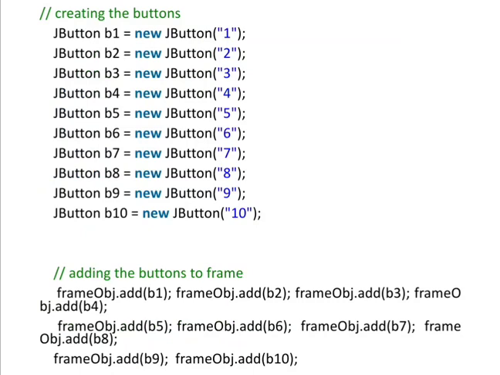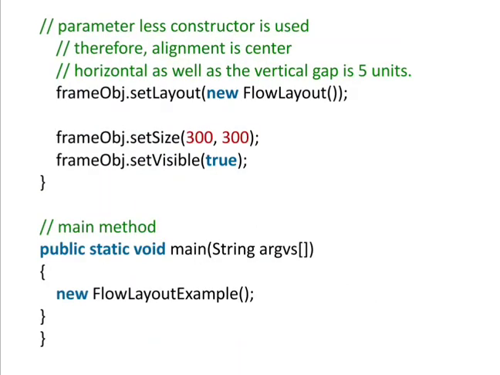Then the output for the flow layout represents 10 buttons, that is 1 2 3 4 5 6 7 8 9 10, a frame consisting of 10 buttons. The buttons are placed one after another, as 1 after 2, 2 after 3, 3 after 4. This is the output that represents the flow layout manager.